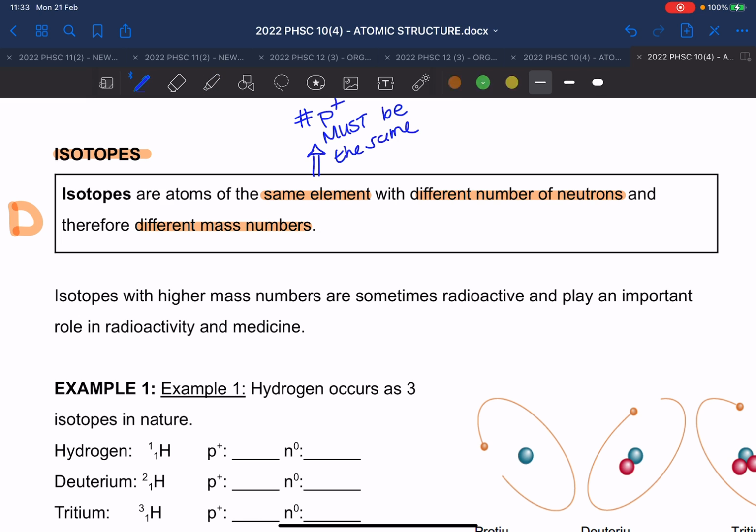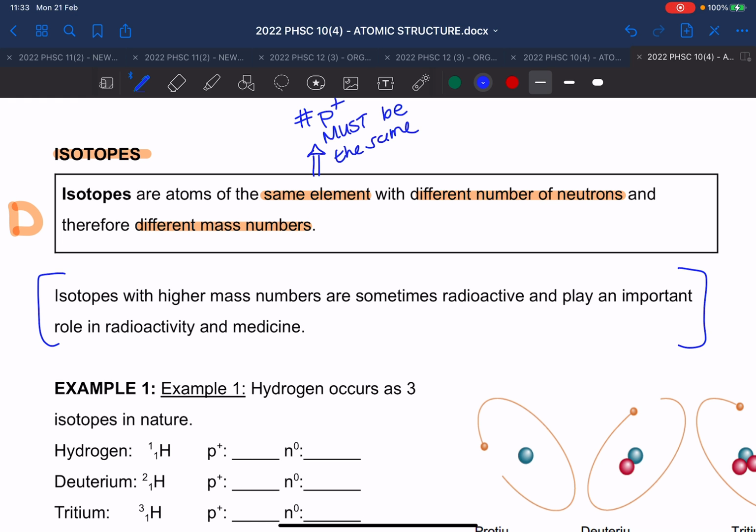Okay, then just for interest's sake, not something that you need to know, but isotopes with a higher mass, the heavier it becomes, the more radioactive. Radioactivity we use when someone has cancer, with radiation, right? And then it splits up basically, or it bombs your cells. So it plays an important role in radioactivity and medicine.